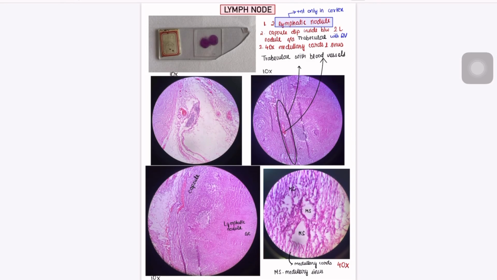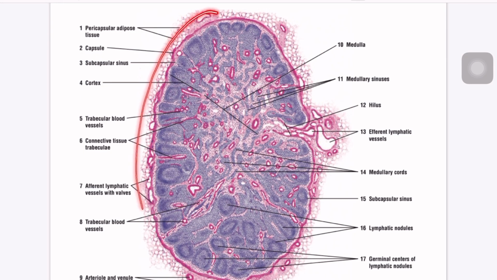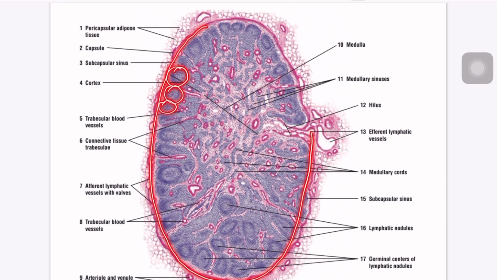Today we will learn histology of lymph node. If you see here, this is one lymph node. It is covered by a capsule. The structures which you see here are nothing but lymphatic nodules.